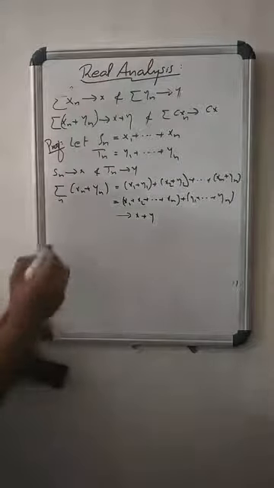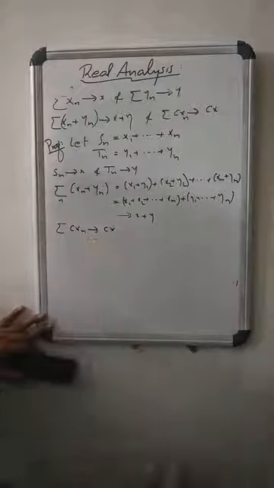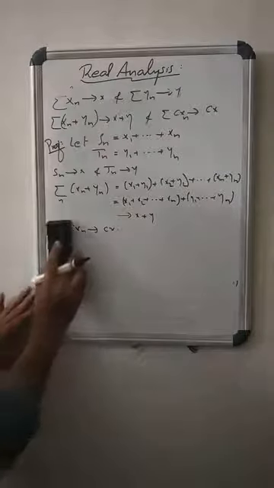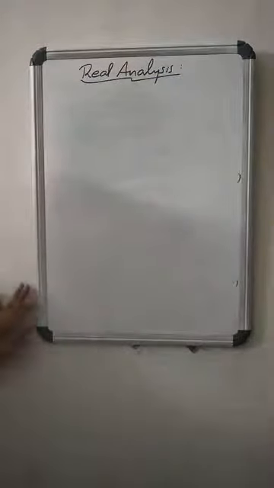Similarly, you can prove that Σcxn converges to cx. Okay? Right. So, when Σxn and Σyn are infinite series which converge to x and y, then Σ(xn + yn) converges to x + y, as well as Σcxn converges to cx. Agree?